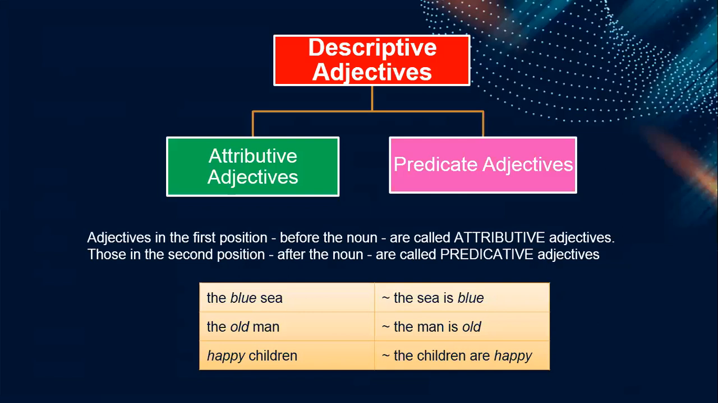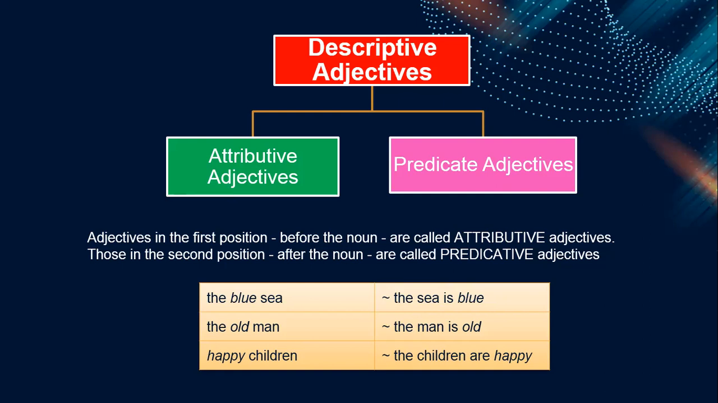Okay, let us see the types of adjectives. Mainly there are two types: one is descriptive and the second one is limiting. Under descriptive, we can categorize two kinds of adjectives: attributive adjectives and predicative adjectives. What is the difference between the two? One comes before the noun and one comes after the noun, right? The first, attributive, comes before the noun. That is why it is known as attributive.